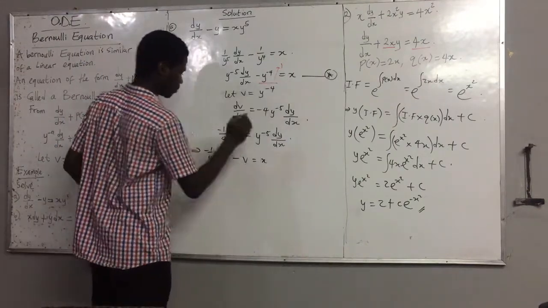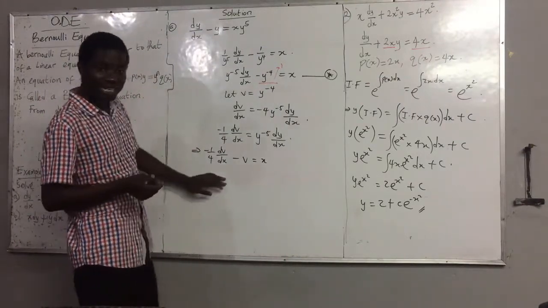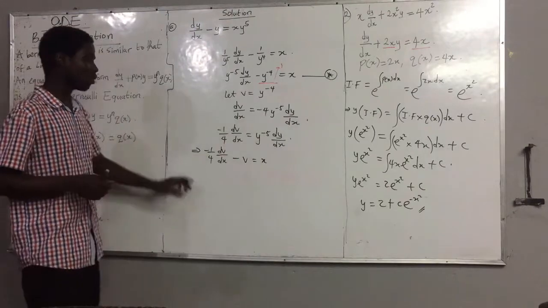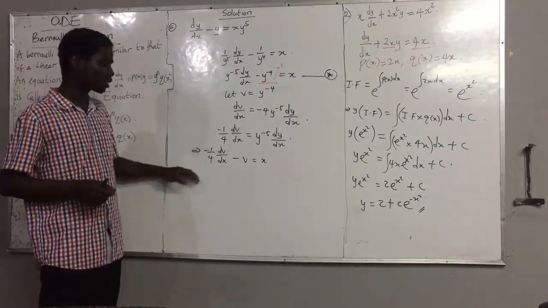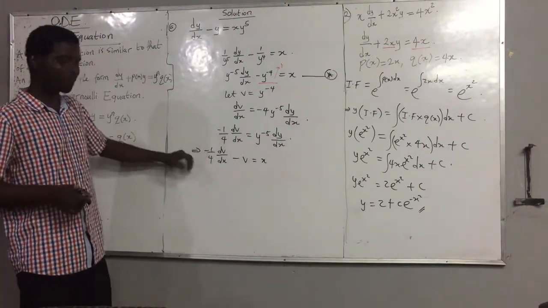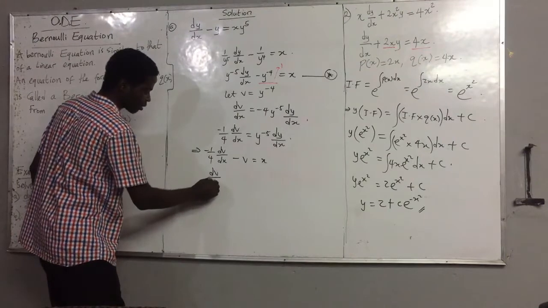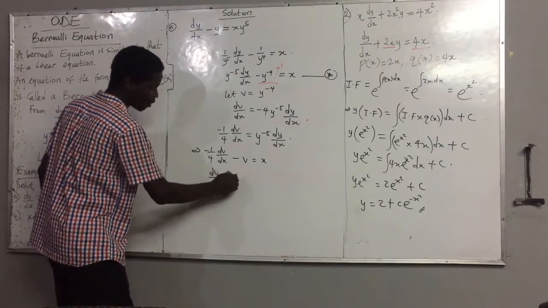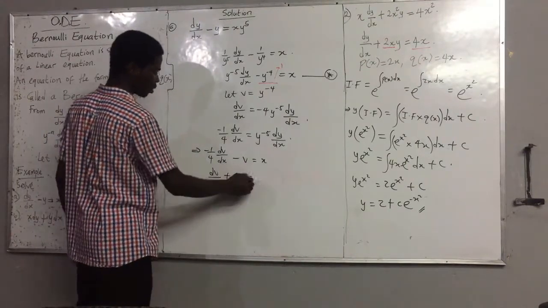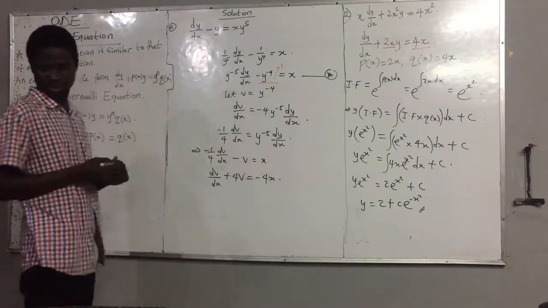s. Now, I told you it's already looking like a linear equation, isn't it? Now, clear this minus 1 over 4. Multiply through by minus 4. If you multiply this one by minus 4, minus times minus becomes plus. dv ds plus 4v is equal to minus 4s.